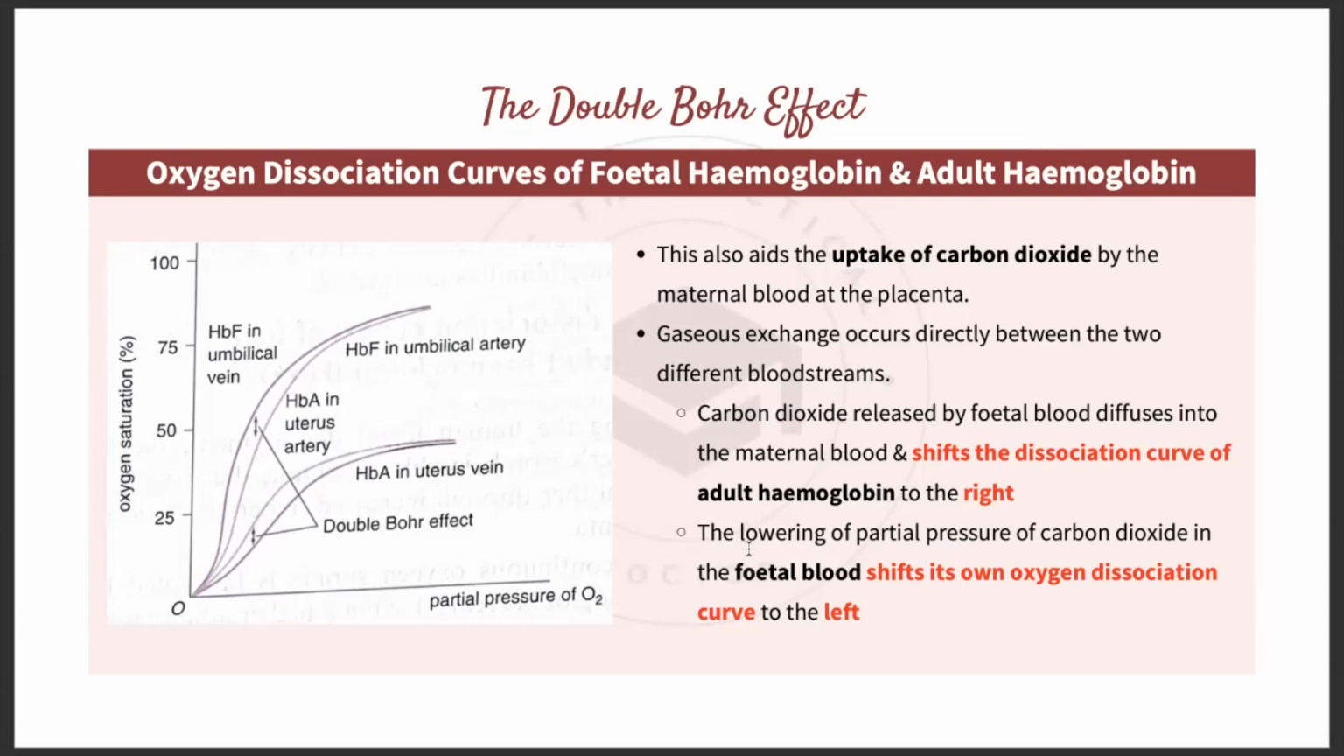The lowering of partial pressure of carbon dioxide in the fetal blood shifts its own oxygen dissociation curve to the left. So because there is lesser partial pressure of carbon dioxide in the fetal bloodstream, it will have a higher affinity towards oxygen. So therefore it is shifted to the left and combines more readily with oxygen. It becomes saturated even faster at lower partial pressure of oxygen.